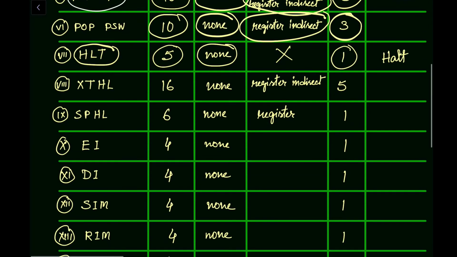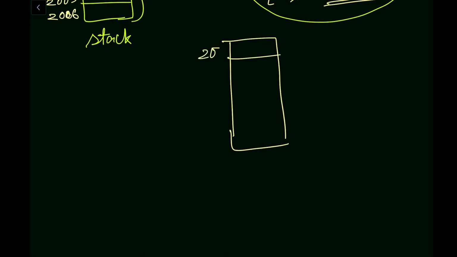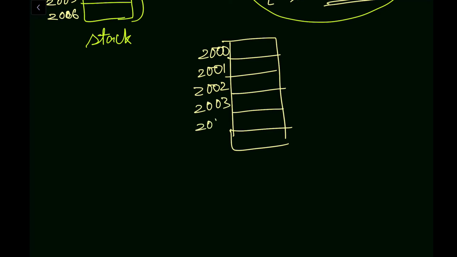Next we have XTHL. Here we have to exchange the stack top with the HL pair. Whatever the content of the stack top is, let me show you with another stack. Let me use the same numbering here: 2000 is the address, 2001, 2002, 2003, 2004, 2005. Suppose this is the stack. Suppose the stack pointer is pointing at this address before this instruction.